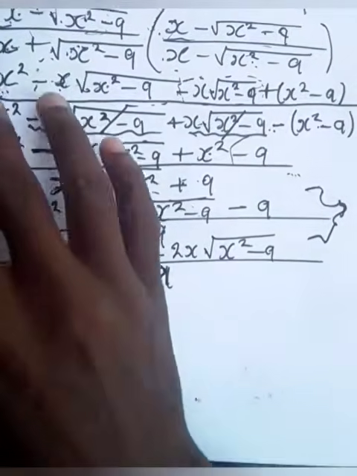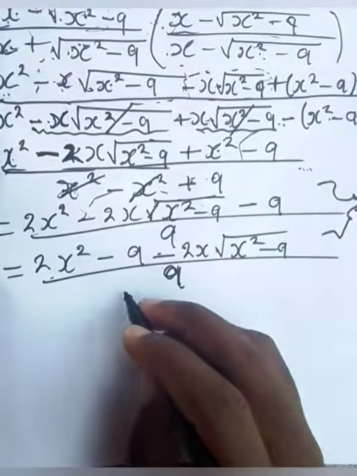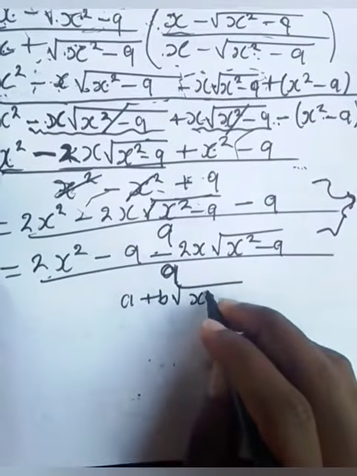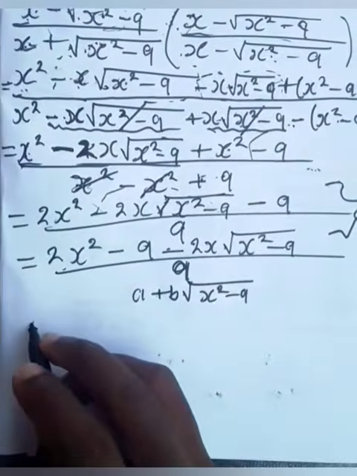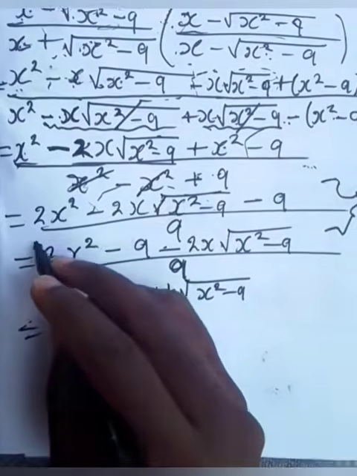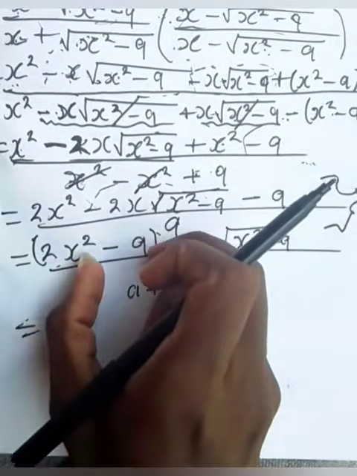Let's say they told you that when you expand, you leave it in the format of a plus b square root of x power 2 minus 9. What you do is this. You're going to collect these two together, because they are presenting a.